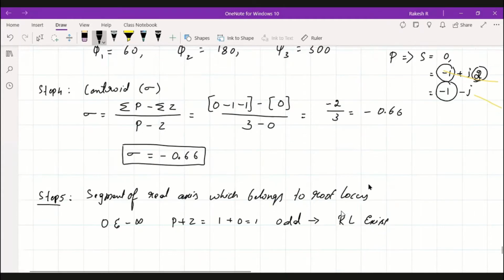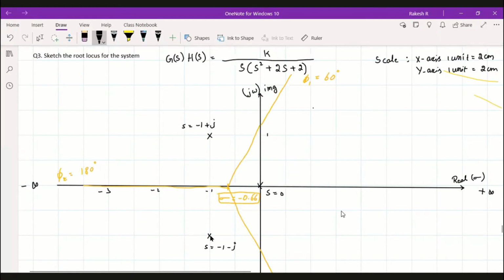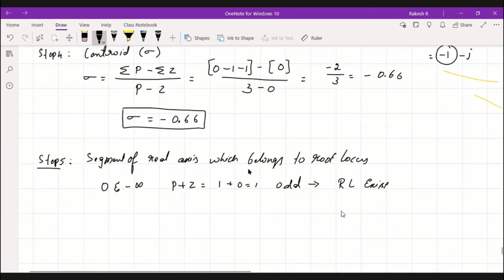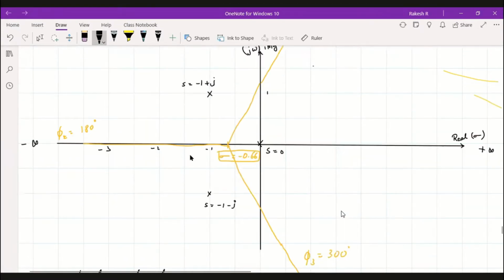But what about this? We have the complex conjugates here. Do we need to consider this complex conjugate? Yes, because they are also roots. We need to take them. They are also roots, but what we are considering is the segment of real axis which belongs to the root locus. That means which is present only on the real axis we are considering.